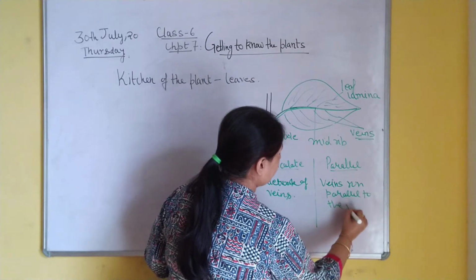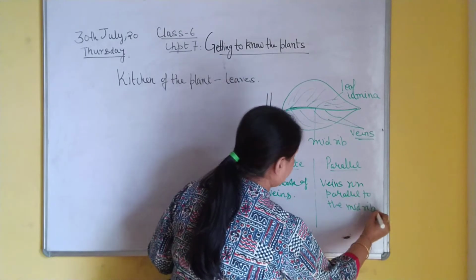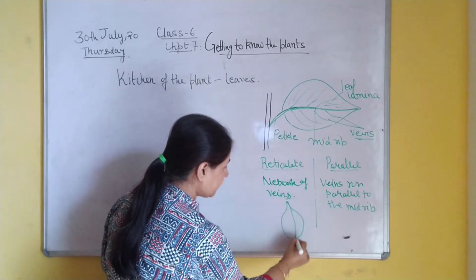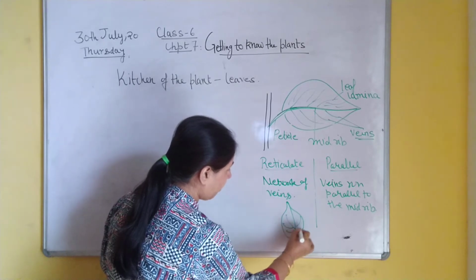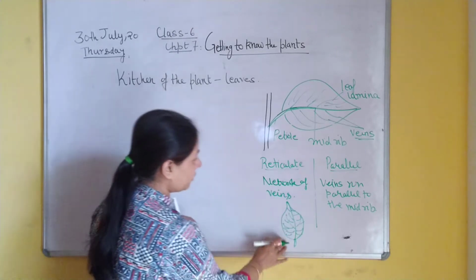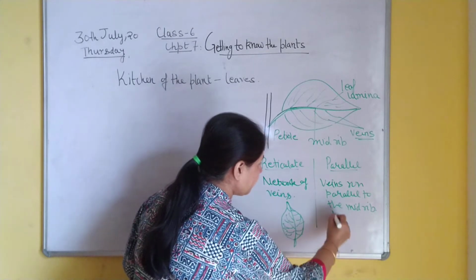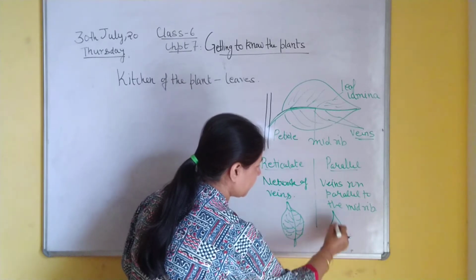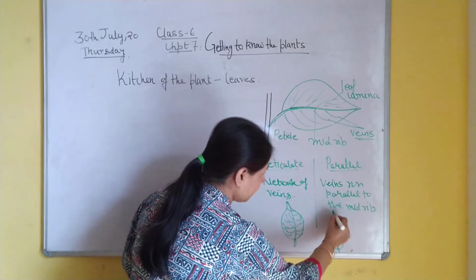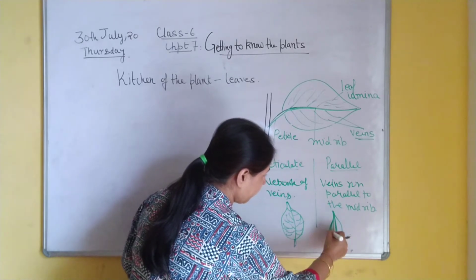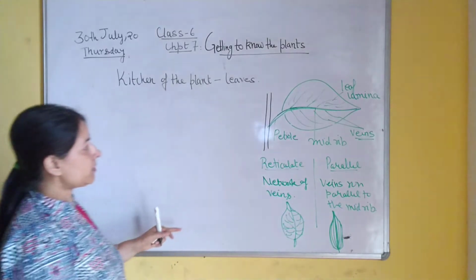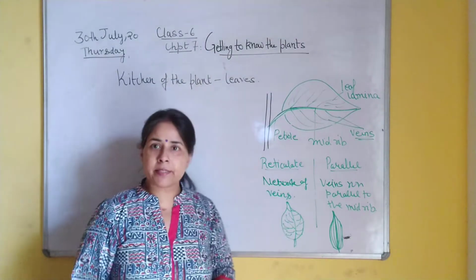If we draw it, the structure will be something like this. This is the leaf lamina, this is the midrib, and then we have a network of veins forming an irregular network. So this is reticulate venation. But if we see a leaf with parallel venation, we will see it like this. This is the midrib, and the other veins run parallel to this midrib. So this is the arrangement of veins inside the leaf.